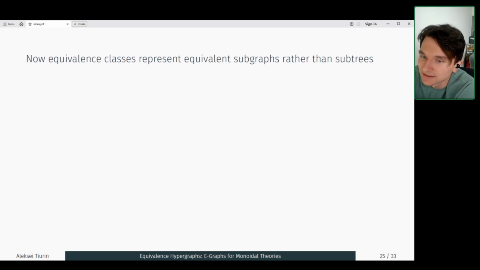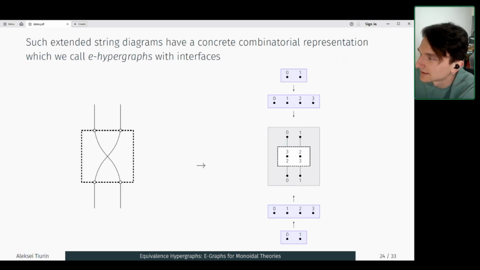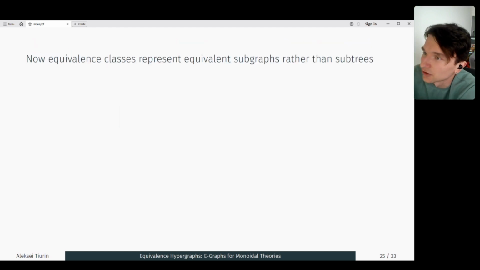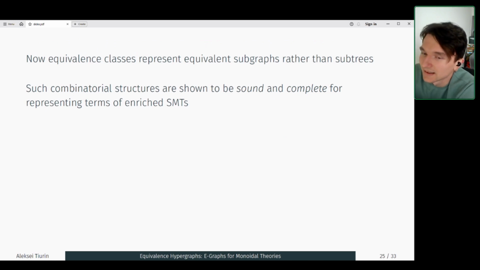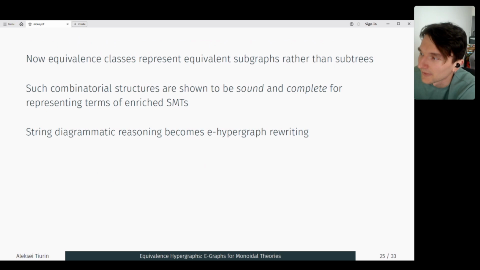So, in contrast to EGRAPHS, now we model equivalence classes with these hierarchical edges, and unlike EGRAPHS, these equivalence classes now contain arbitrary equivalent hypergraphs rather than subtrees, which is obviously because we extended algebraic theories to monoidal ones. And actually, the main technical result of our work is that such combinatorial structures are sound and complete for representing terms of extended symmetric monoidal theories.